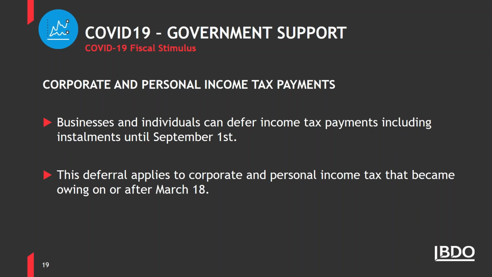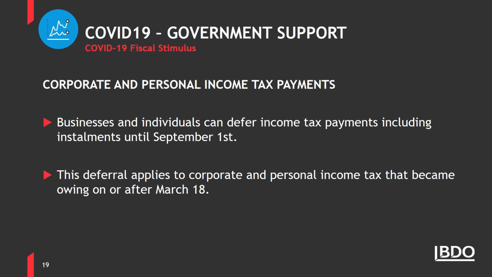The first opportunity I want to discuss from the federal government stimulus package is in regards to corporate and personal income tax payments. The government is allowing businesses and individuals to defer income tax payments until September 1st. So what does this mean for your business in the construction industry? Well, for any corporate and personal income tax payments, and that would be taxes that are due and installments that became owing on or after March 18th, you are now not required to make those payments until September 1st.